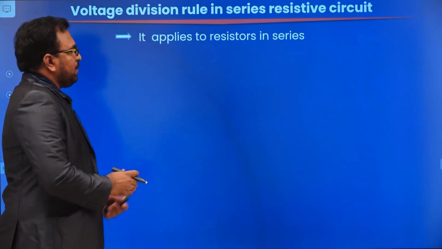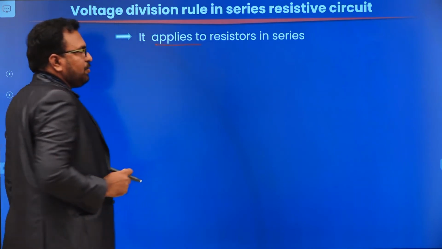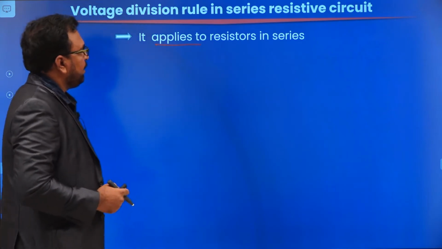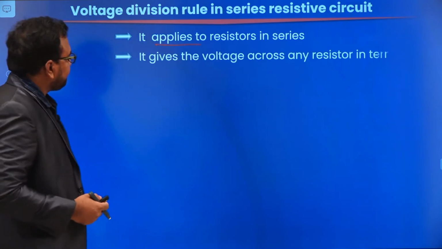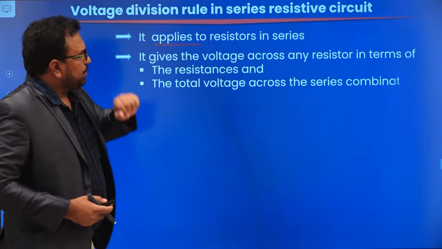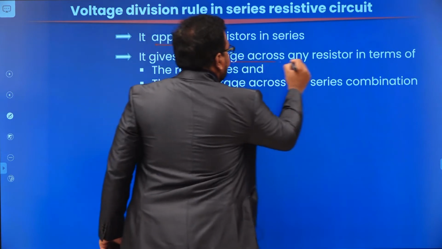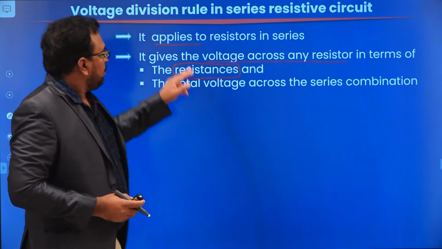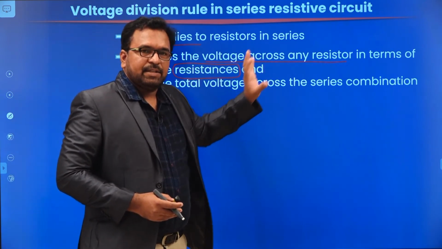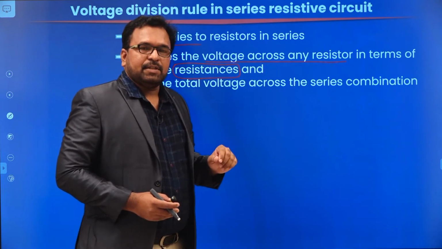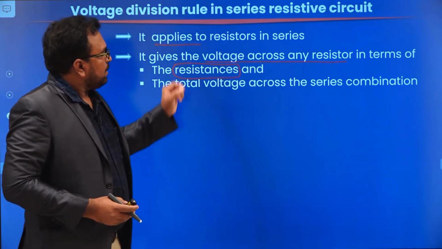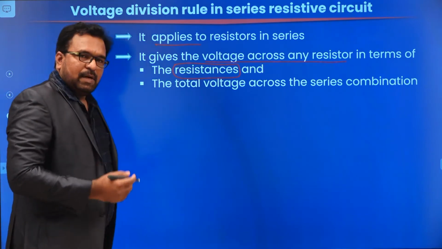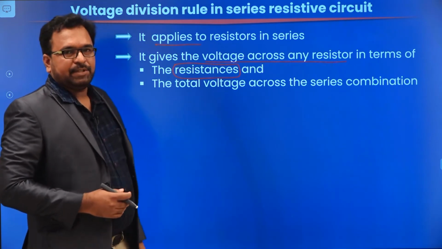The first point is what I said now. It applies to circuits where the resistors are connected in series only. How are we going to apply this voltage division rule? The voltage division rule gives the expression for voltage across any resistor. If there are two or three resistors involved, we express the voltage across each resistor in terms of the resistances as well as the total voltage across the combination.